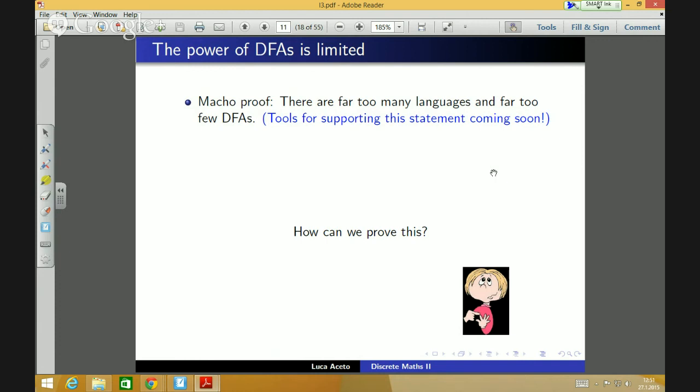However, even if you believe this argument, somebody asks you, okay, there is a macho guy there who told you that there are far too many languages and too few DFAs. But can you give me an example of a language, of a specific language that DFAs cannot accept? And by the way, make it a simple example. Then what do you do?